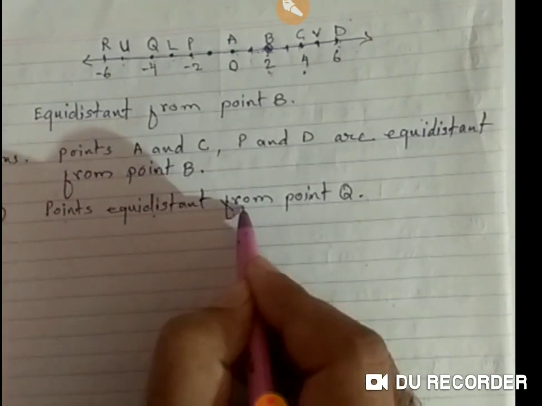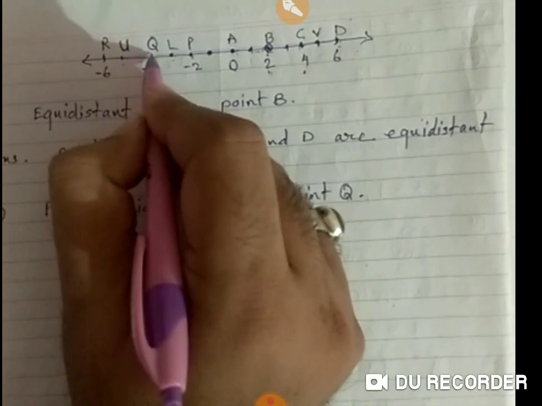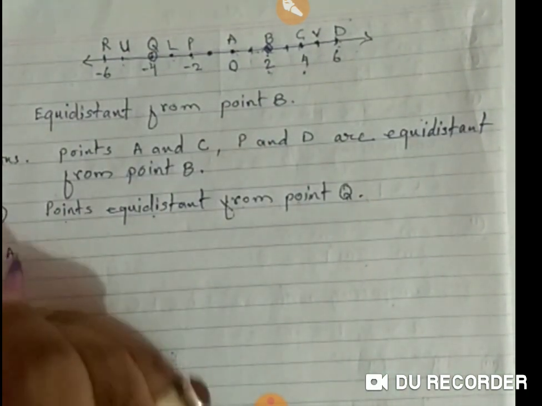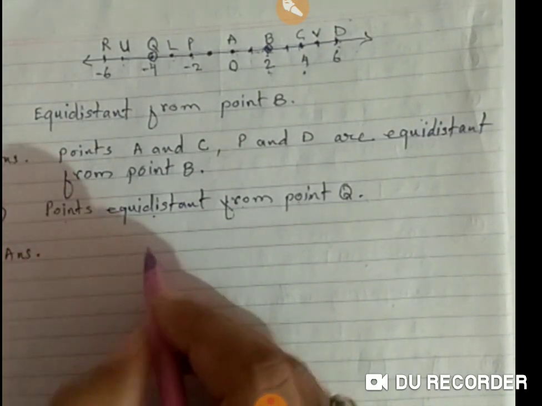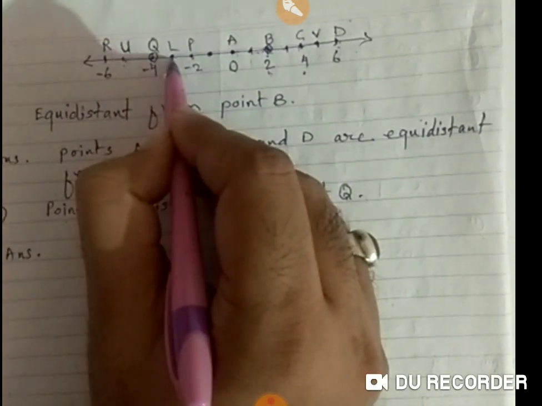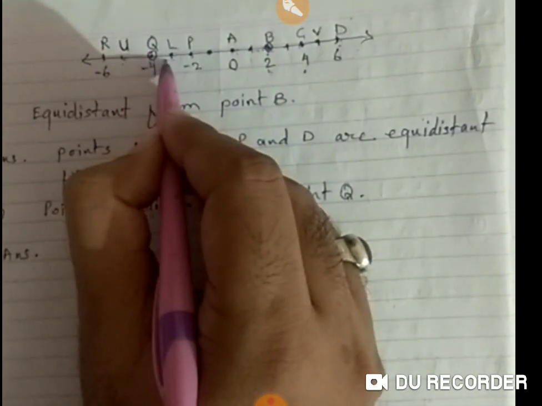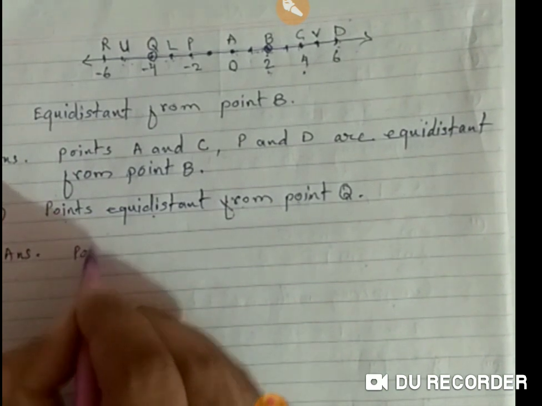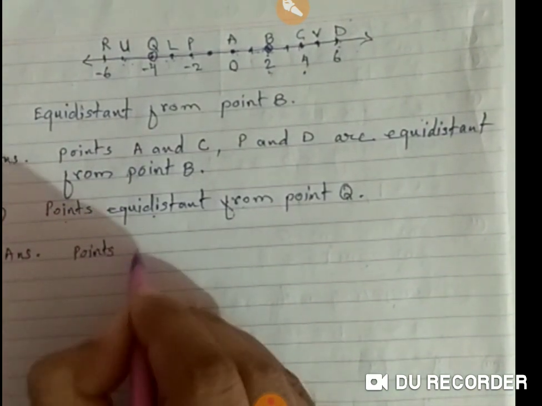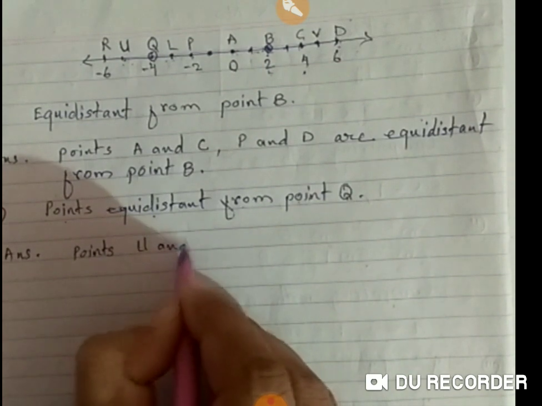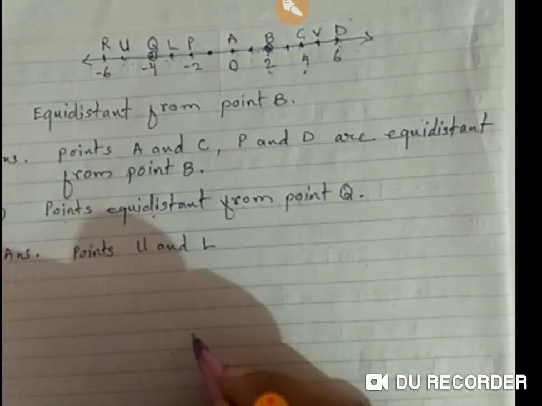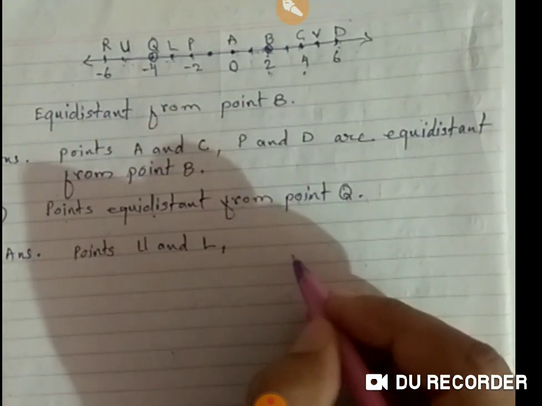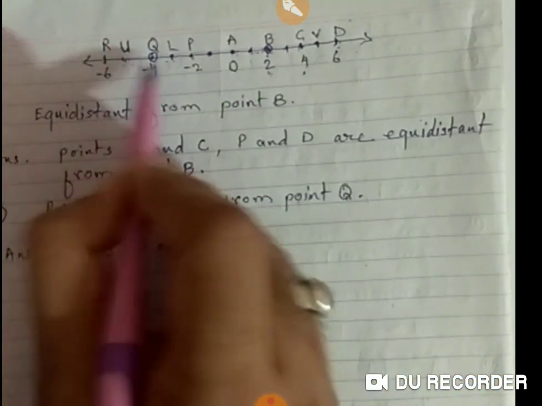Points equidistant from point Q. So here we have point Q, where U and L both lie at a distance of 1 unit from Q. So you can say points U and L are equidistant. Besides U and L, we have another pair of points, that is R and P.